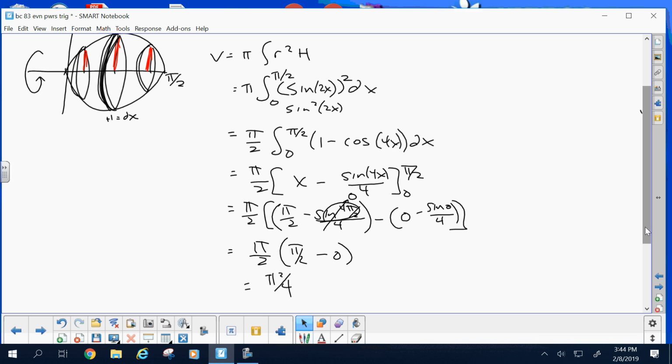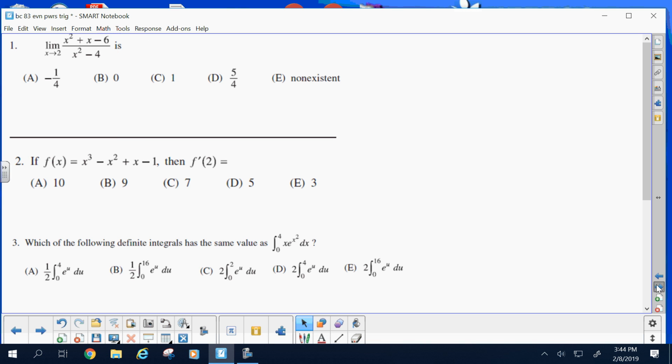Check it on your calculator, and you can see it is true. Pi squared is roughly 9-ish, a little more, over 4. So I imagine something like 2 1/4, around 3. All right, that is that.